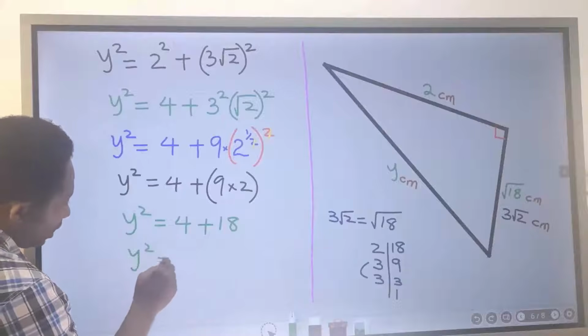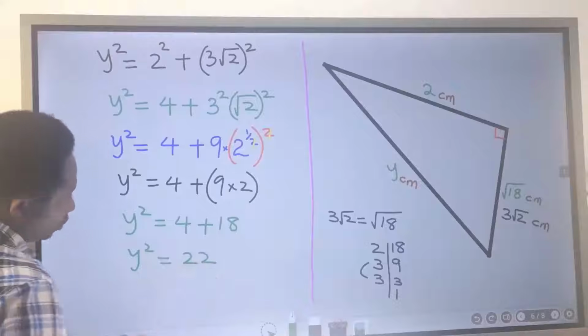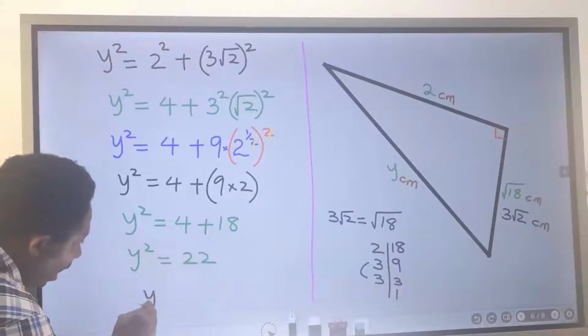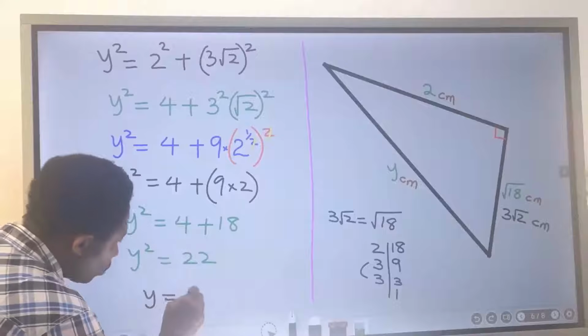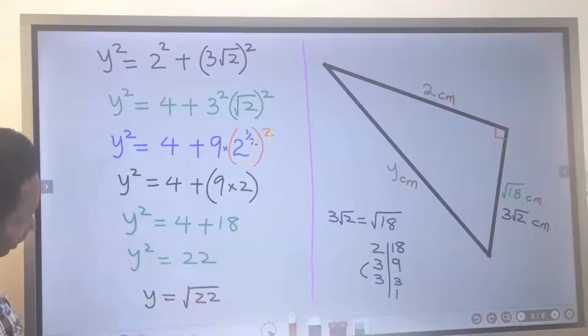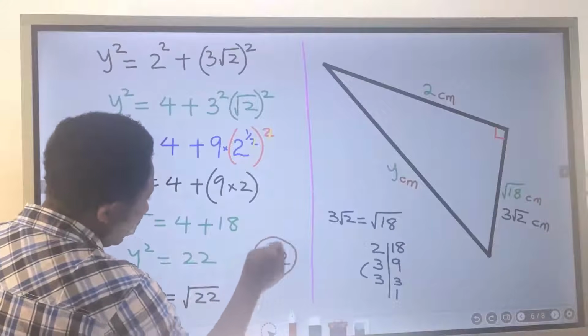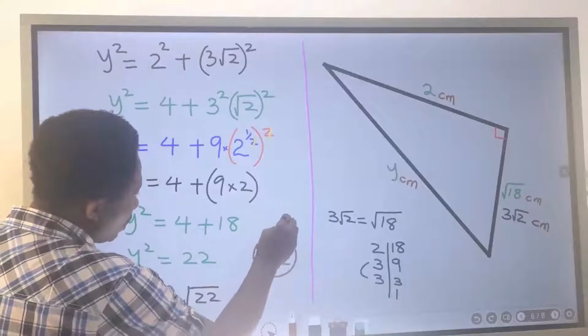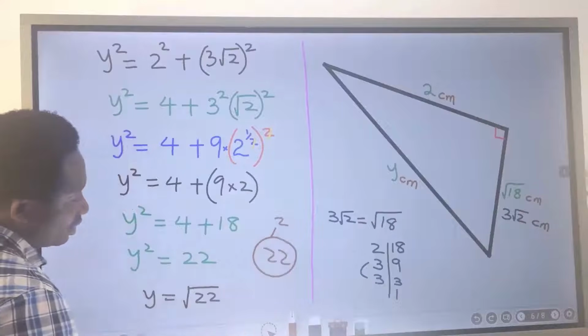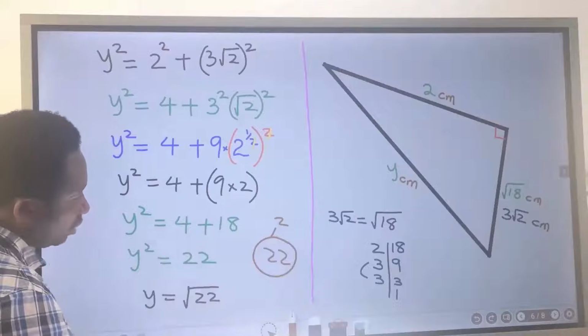Y squared is 4 plus 18 will give you 22. Here, our y is now the square root of 22. Next, let's try to break down 22 into its factors. 2 can go into 22 without a remainder. 3 cannot go. 4 cannot go.